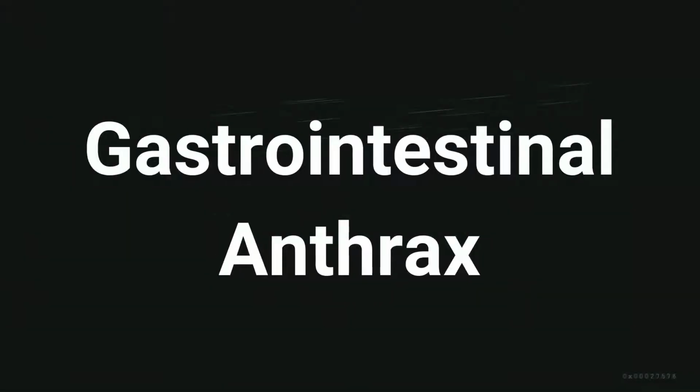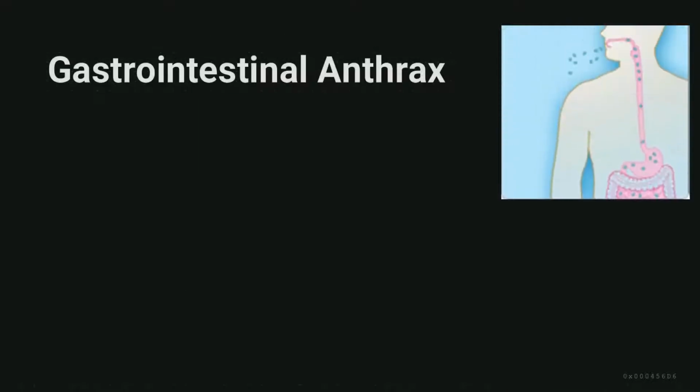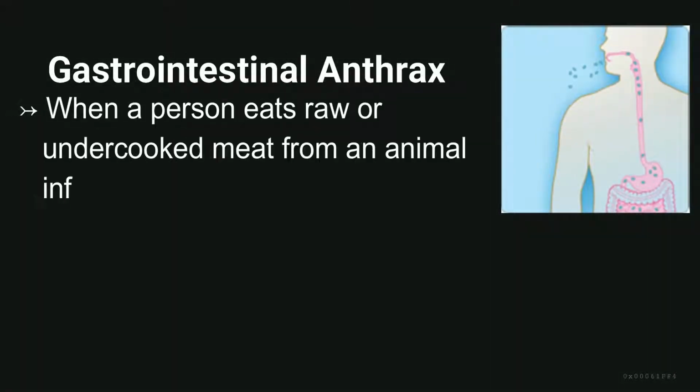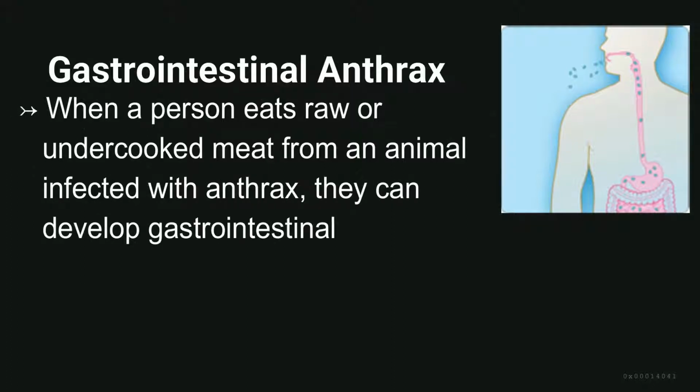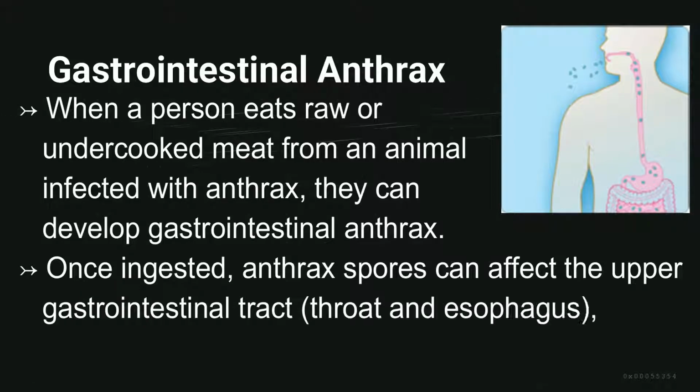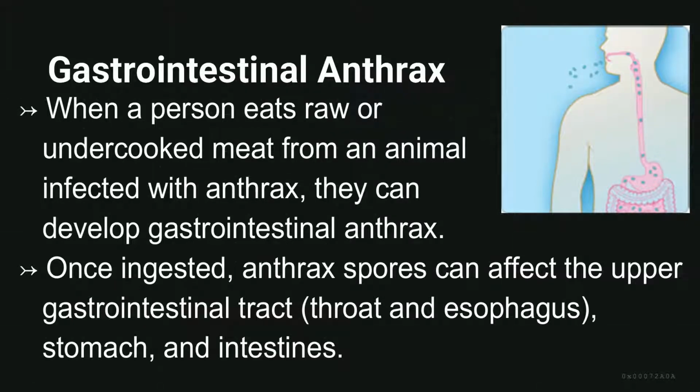Gastrointestinal anthrax. Let us discuss gastrointestinal anthrax. When a person eats raw or undercooked meat from an animal infected with anthrax, they can develop gastrointestinal anthrax. Once ingested, anthrax spores can affect the upper gastrointestinal tract, throat and esophagus, stomach and intestines.